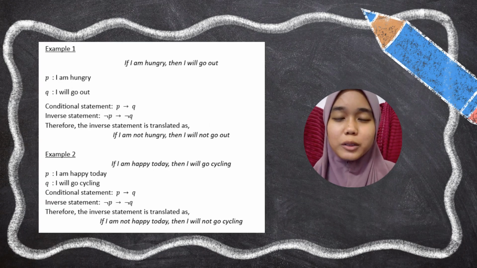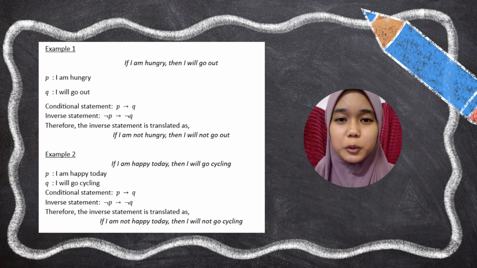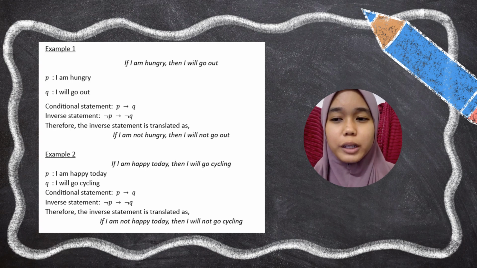Now, I am going to teach you how to translate an original statement into an inverse statement. For example 1, we are given a statement which is, if I am hungry, then I will go out. We need to identify which is P and which is Q. For P, we have I am hungry, and Q, I will go out. The conditional statement will be if P, then Q. And for the inverse statement, it will be if not P, then not Q, which is if I am not hungry, then I will not go out.